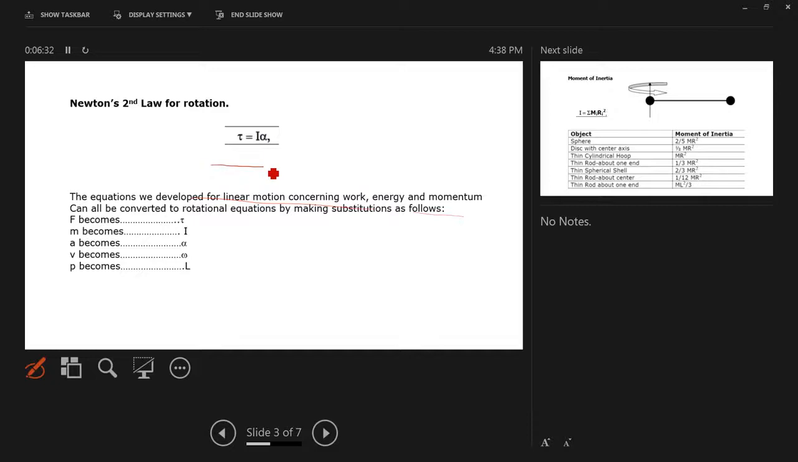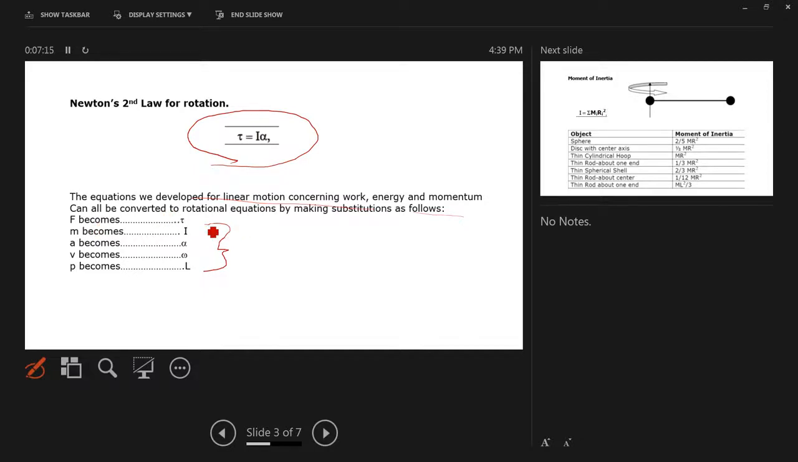Now, I'm stating here the final form of Newton's second law for rotation. Torque equals capital I, moment of inertia, which I want to talk about briefly, times the angular acceleration. So you can see that the way we developed the equations for rotational kinematics, we replaced x with theta and v with omega and a with alpha. So we want to continue that substitution when we get to the dynamics equations and convert our dynamics equations from linear forms to rotational forms.